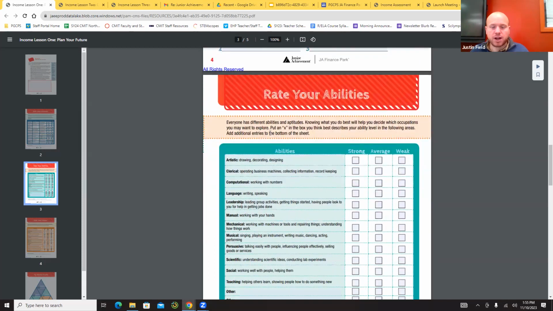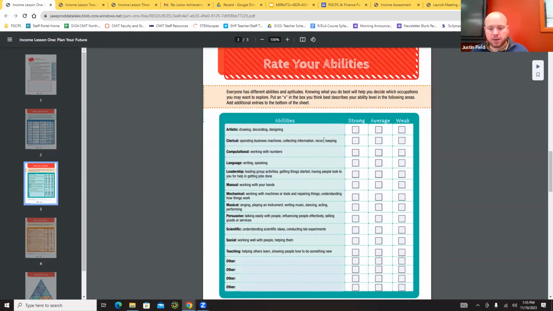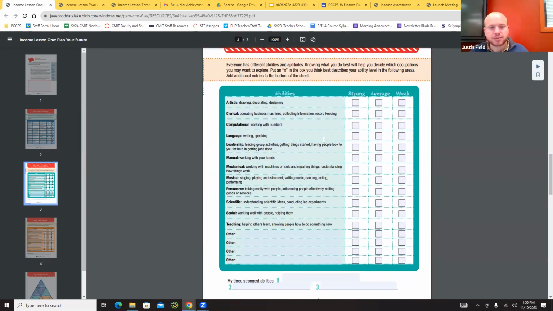And now we're going on to rate your abilities. So now on page 5, everyone has different abilities and aptitudes. Knowing what you do best will help you decide which occupations you may want to explore. Put an X in the box you think best describes your ability level in the following areas. Add additional entries to the bottom of each sheet.